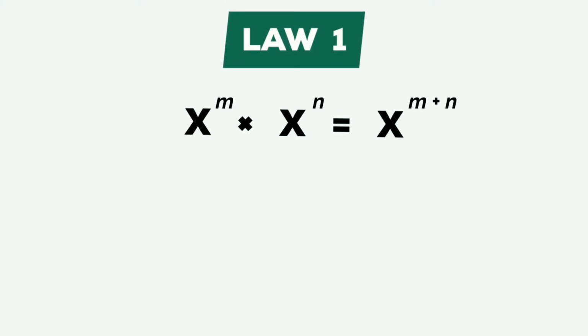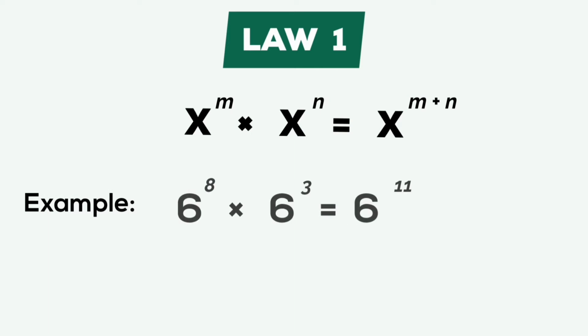First law, x to the power m multiplied by x to the power n equals x to the power m plus n. When base x to the power m is multiplied to the base x to the power n, the powers get added and gives x to the power m plus n.